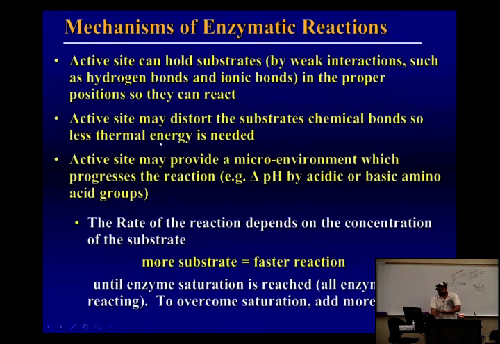So this slide just talks about interactions. They hold the molecules there. They might bring in water. There might be a microenvironment where you need a change in pH, right? A change in shape or something to cause a reaction to occur. So all of this depends on that environment that the R groups provide in the active site of the enzyme. And we can change the rate of reaction.